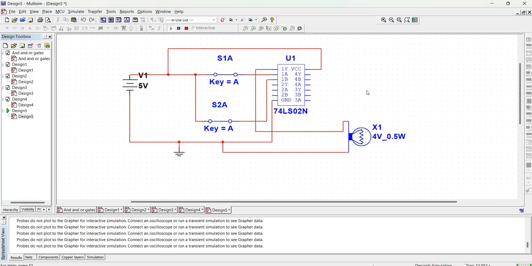But then this NOR gate is working but embedded on an integrated circuit. So the IC74LS02 NOR gate has been implemented in this lecture.